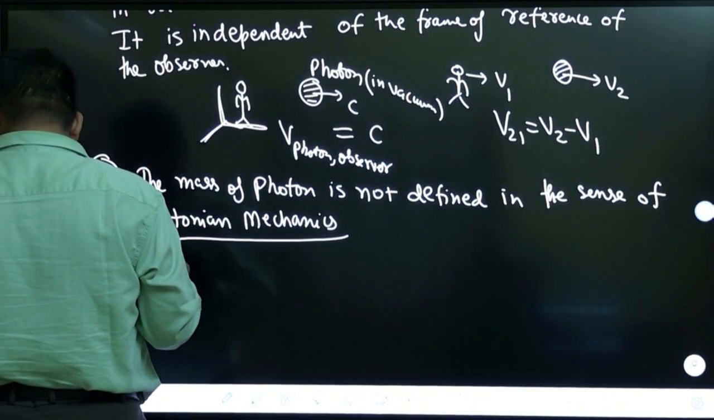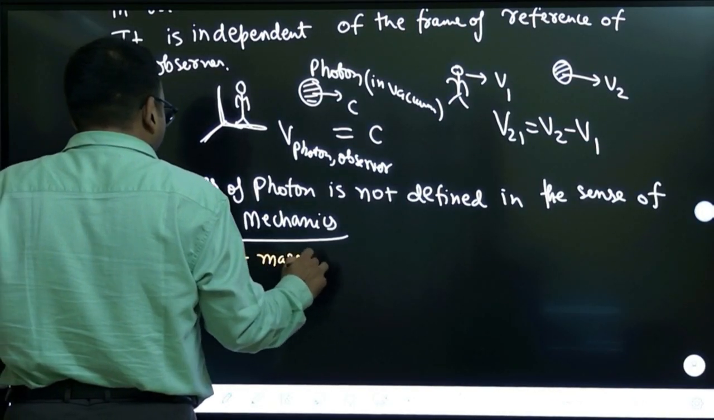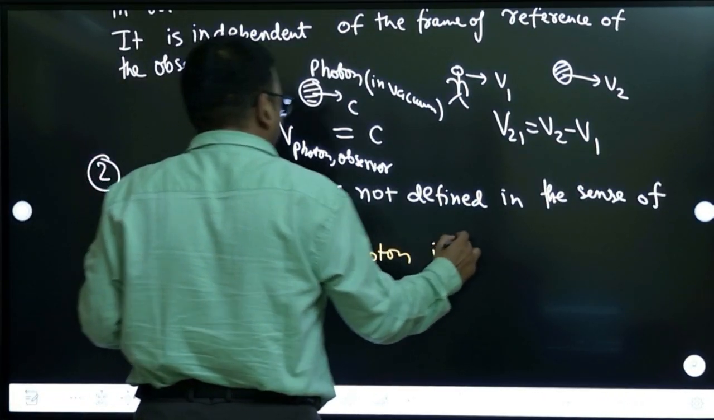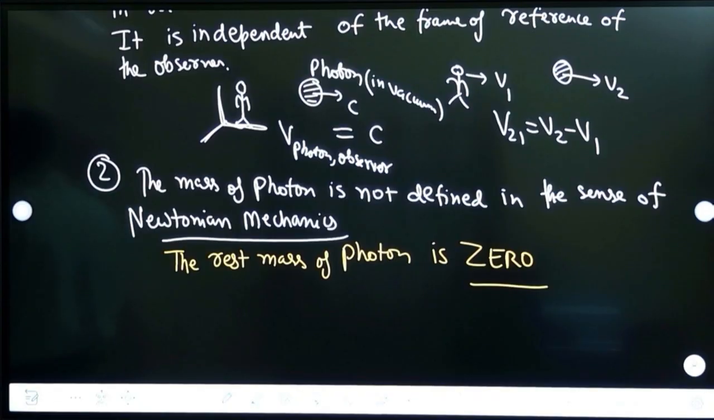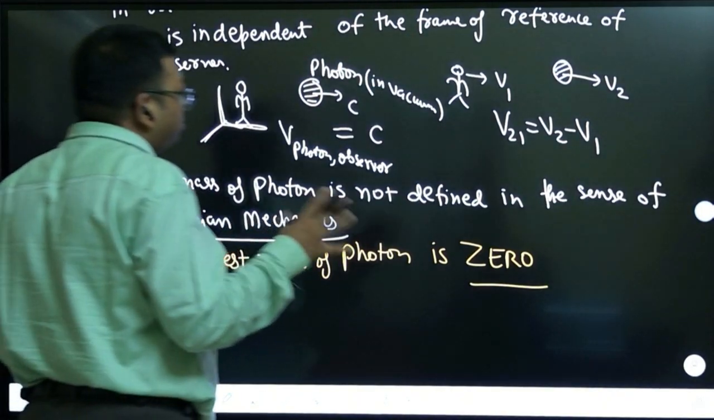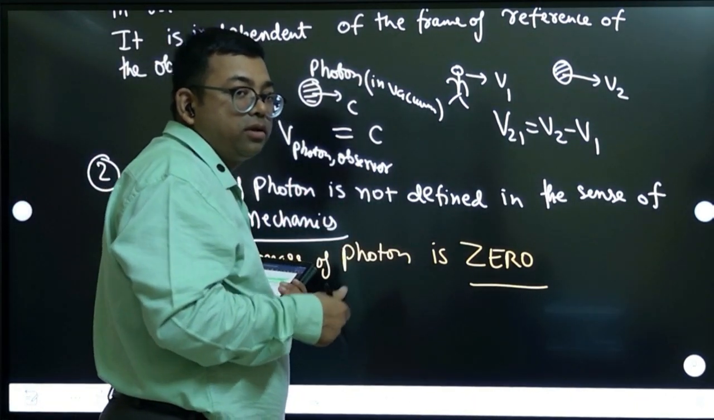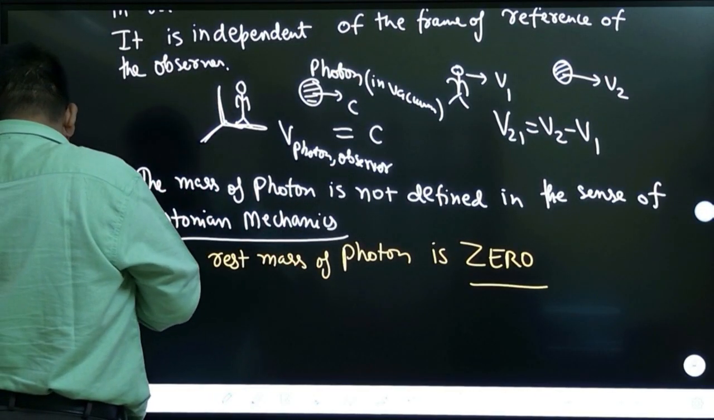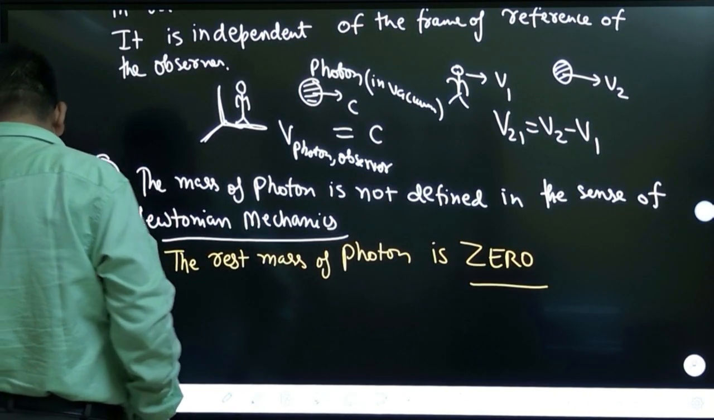But we say that the rest mass of photon is 0. So the concept of mass is not applicable for photon because photon is not a particle. If it is a particle, then we can apply that, but it is not a particle. But we can say that rest mass of photon is 0.